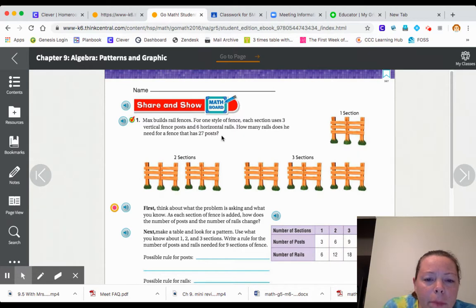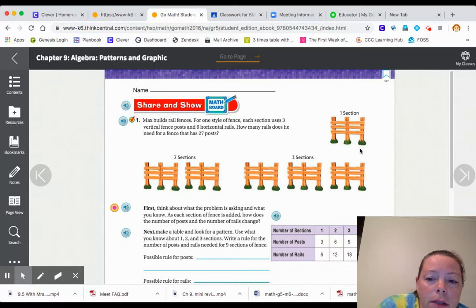Let me read that one more time to you because we don't only read word problems one time. Max builds rail fences. For one style fence, each section uses 3 vertical fence posts and 6 horizontal rails. How many rails does he need for a fence that has 27 posts?